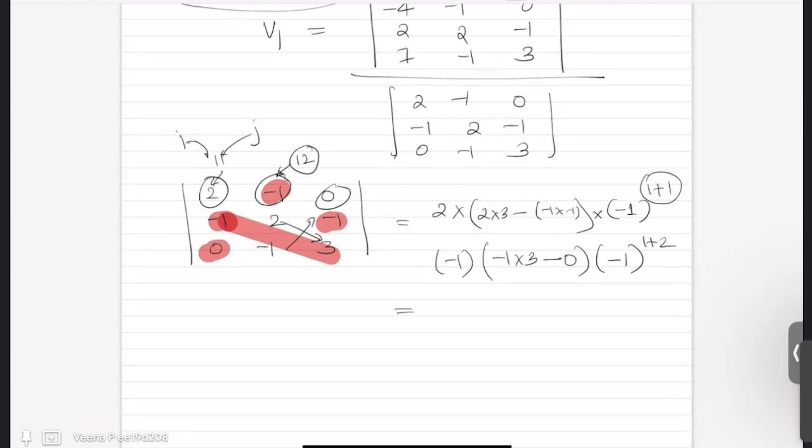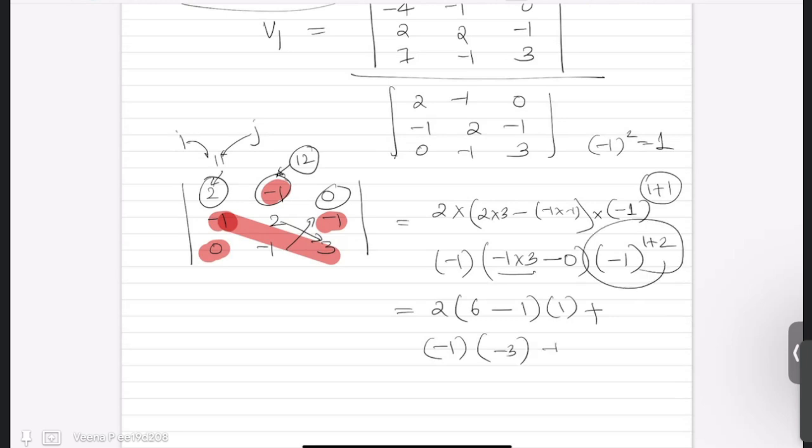So this becomes 1 plus 1 is 2. So -1 square is 1. So this is 2 into 2 3s are 6 minus 1 into 1 plus minus 1 times minus 3. Now minus 1 raised to 3 is again minus 1. So this is minus 1.